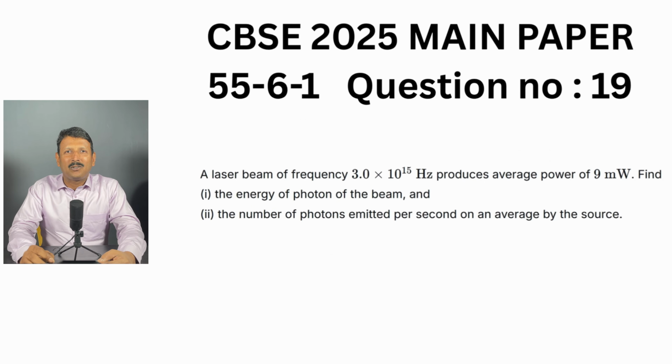This is CBSE 2025 main paper code 5561 question number 19. A laser beam of frequency 3 into 10 raised to 15 Hz produces average power of 9 milliwatt. Find the energy of photon of the beam and the number of photons emitted per second on an average by the source.